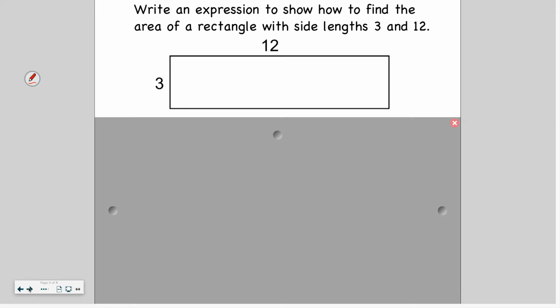Write an expression to show how to find the area of a rectangle with the side lengths 3 and 12. And so an expression is just an equation without the answer, right? So what would our expression be for this rectangle? Go ahead and take some think time. Right, so the expression would be 3 times 12 because to find the area, I multiply the length times the width, 3 times 12.